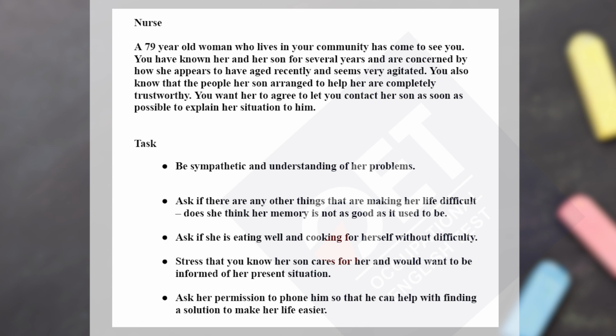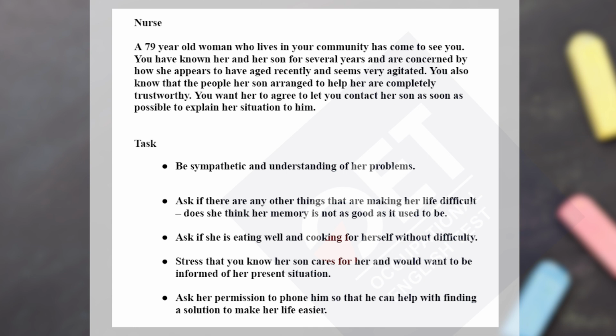Great. So the task is, be sympathetic and understanding of her problems. You need to be very sympathetic and you need to understand her problems very well, listen to her very well, and you need to ask if there are any other things that are making her life difficult, like does she think her memory is not as good as it used to be, and you need to also ask if she's eating well and cooking for herself without difficulty or not. Stress that you know her son cares for her and would want to be informed of her present situation. You need to stress that I know your son, he's a very caring son and he's very concerned about you, and that's why he needs to be informed regarding your present situation.